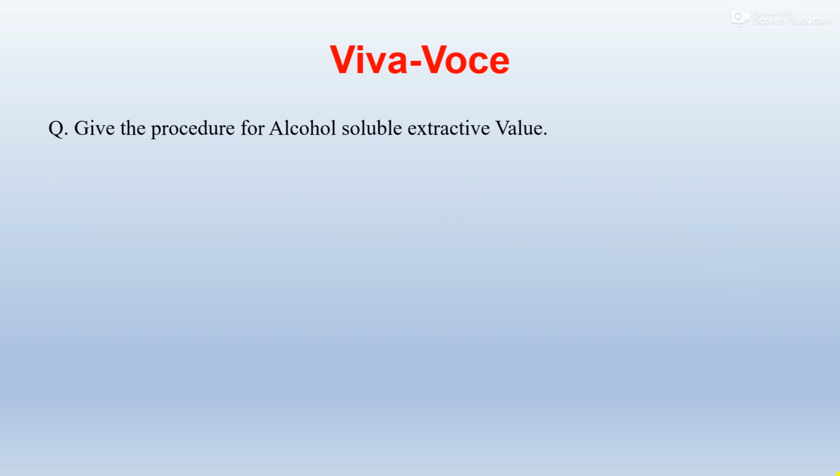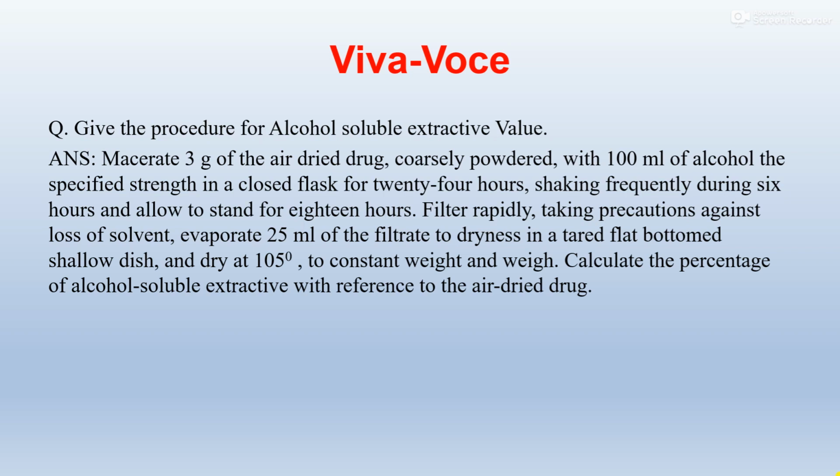Then give the procedure for alcohol soluble extractive value. So here is the procedure: 3 gram of drug is macerated in 100 ml of alcohol in a closed flask, which was shaken frequently for 6 hours, then was allowed to stand for 18 hours. Then after 24 hours, 25 ml of filtrate was pipetted out and it was dried at 105 degrees Celsius to constant weight, and the weight was noted. Then the percentage of alcohol soluble extractive value was calculated in reference to the air dried drug.